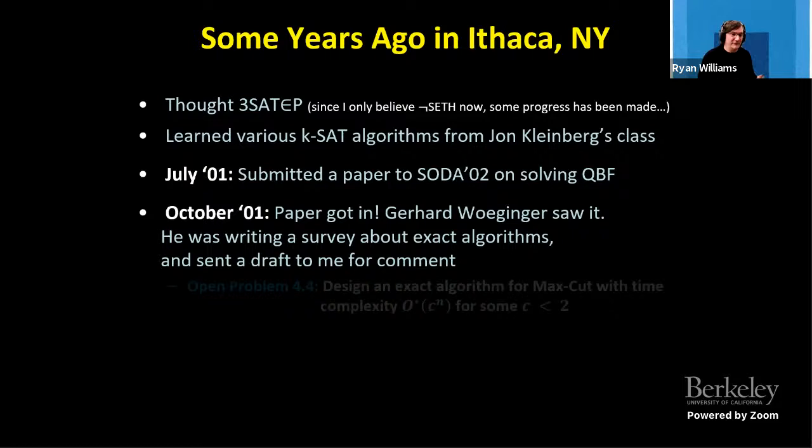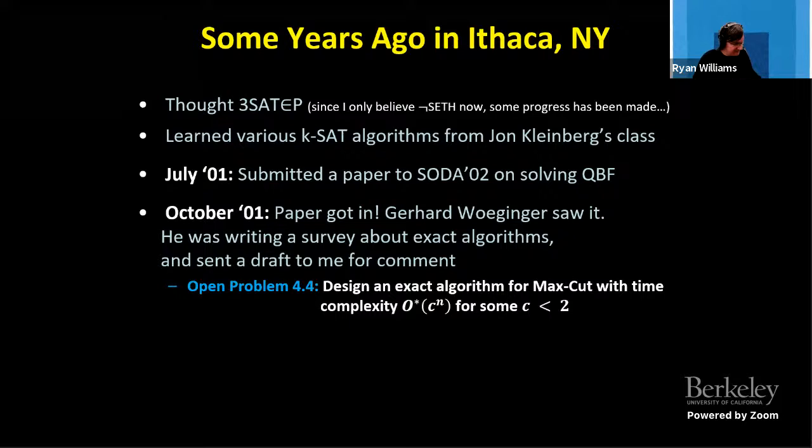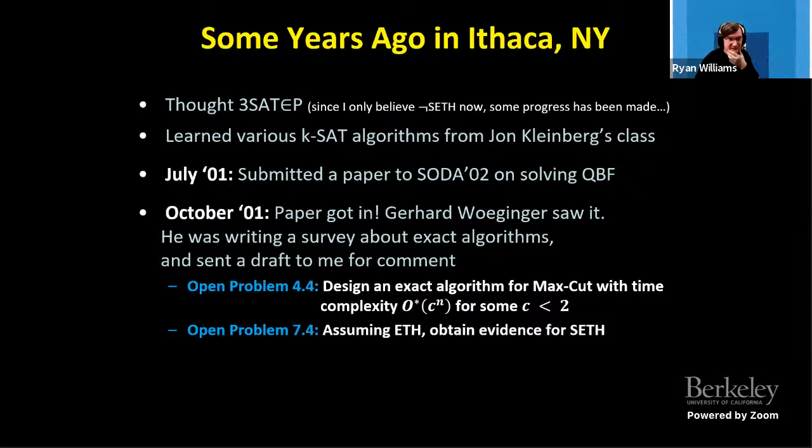So we had two open problems, which are very interesting. One was to design an exact algorithm for max cut with time complexity less than 2^n. Okay, so in the max cut problem, you have a graph, you want to find a partition of the nodes into two sets that maximizes the number of edges crossing the cut. Another problem is, assuming ETH, obtain evidence for the strong ETH.